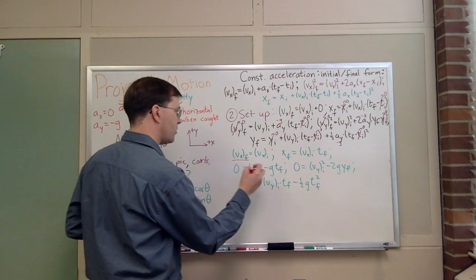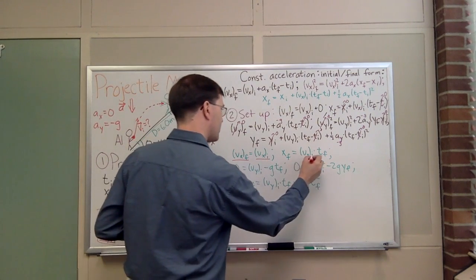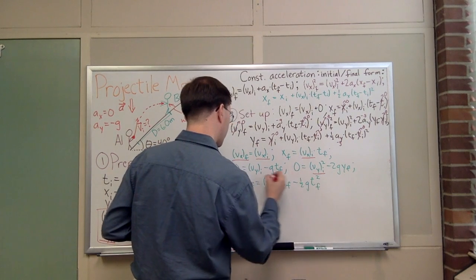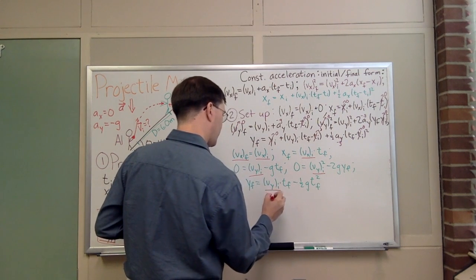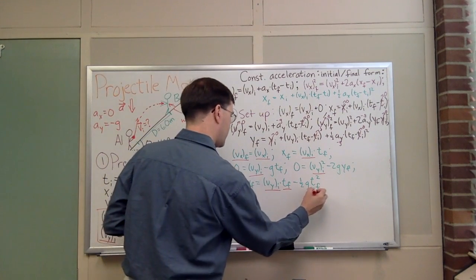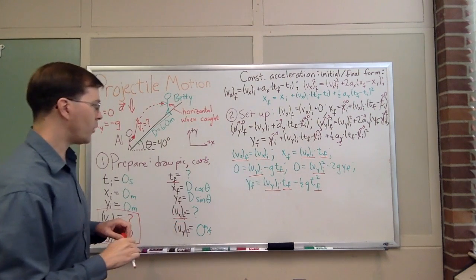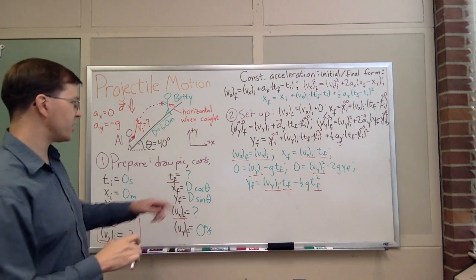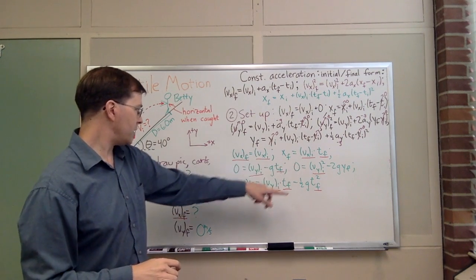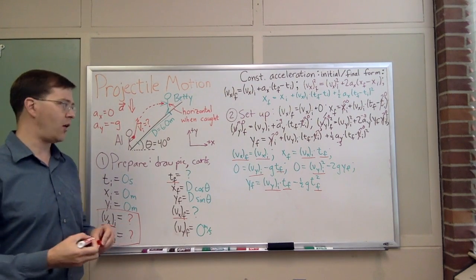Vx final is an unknown. The two V initials are unknowns. T final is an unknown. Okay, I've got quite a cluster of underlined stuff, but I think everything not underlined is known. x and y final are known. Yeah, okay, that's basically it. A lot of unknowns, but we can look at this now.